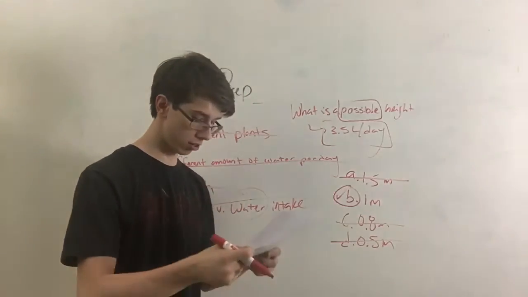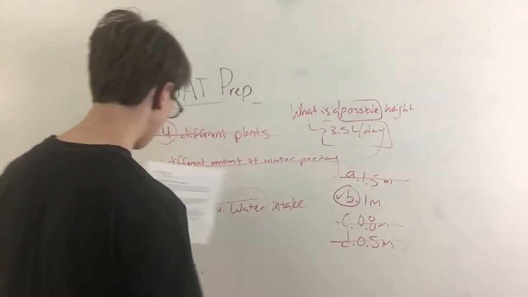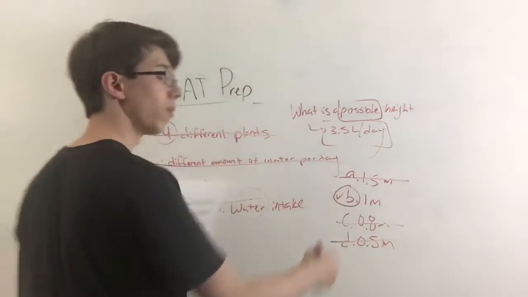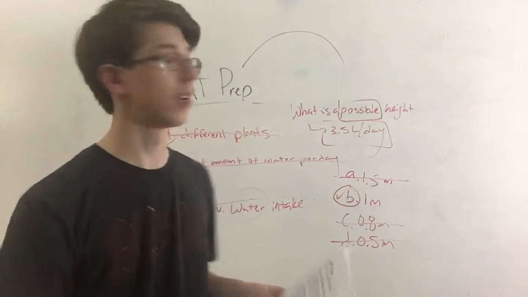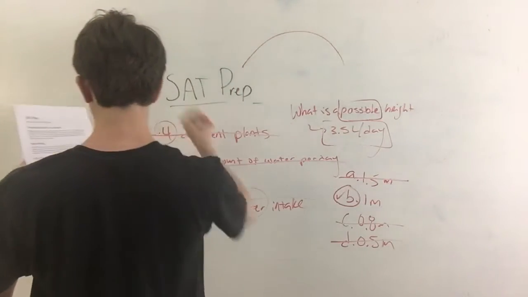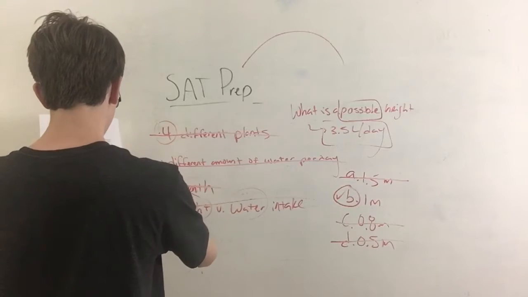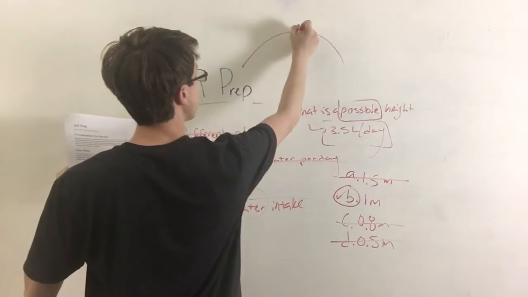And why is 1 meter the correct answer for this question? Well, because if you look at it, the way that it's shaped is it kind of looks like a quadratic, okay? So because it looks like a quadratic, you can map it out and you can see, oh, well, the maximum value should be around 3.